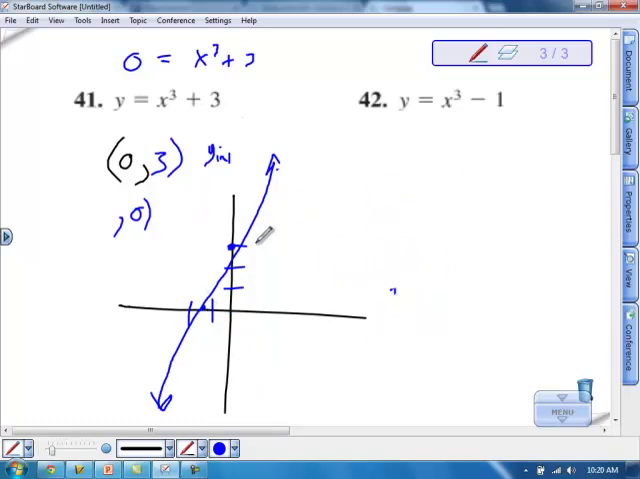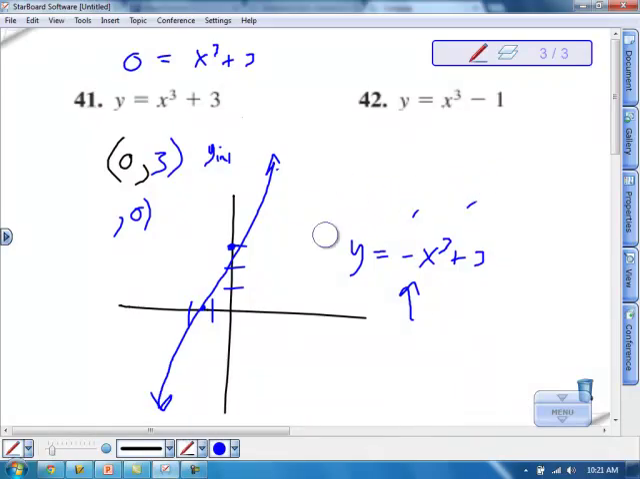I know it's not symmetrical about the y-axis either, but to test that, let's see. If this was the point (x, y), about the y-axis, this would be (negative x, y). So I should be able to replace x with a negative x and see if it's the same function. This gives me y equals negative x cubed plus 3, which is not the same function either.